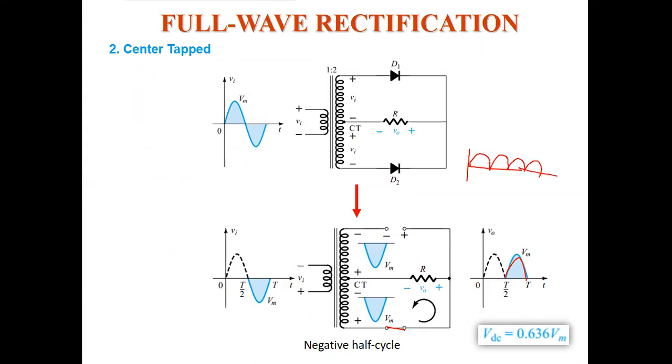Okay, so here if you get the VDC, that will be equal to your 0.636 VM.